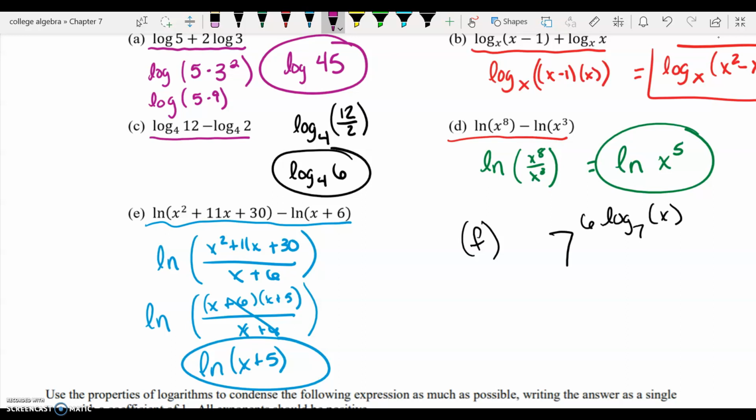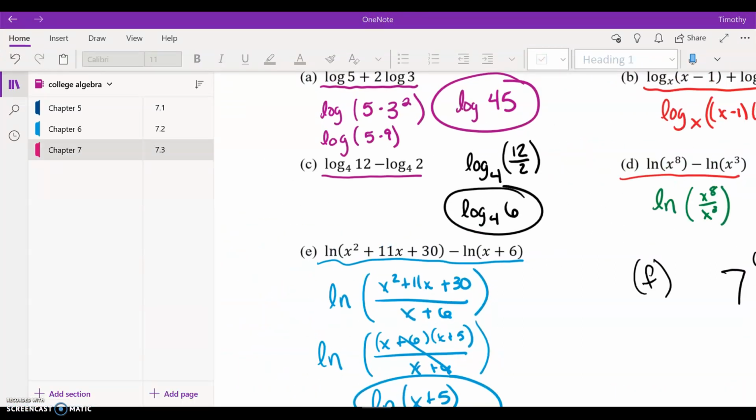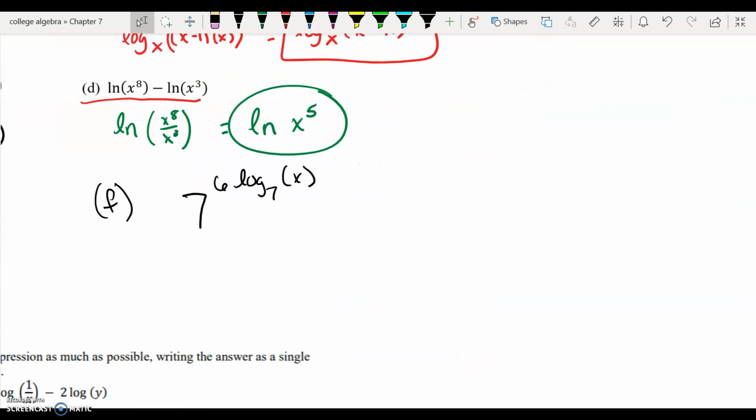And lastly, if you have something that looks like this, the natural logs or the logs are going to cancel. You're going to end up solving the problem. I tried to find one on the HAWKS that looks like this. So in this problem, the base of the log and the exponent are the same, so they're going to cancel. The log's going to go away. I'm just going to have x. There's a number out front, so that becomes your exponent. x to the 6 would be my answer.